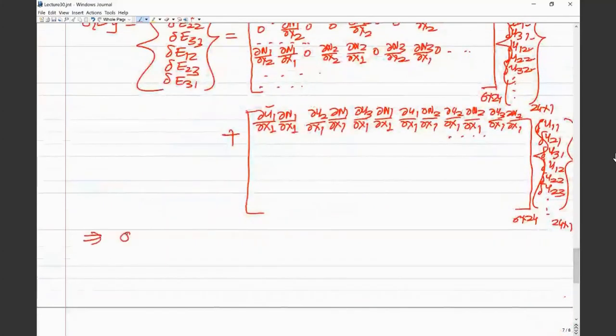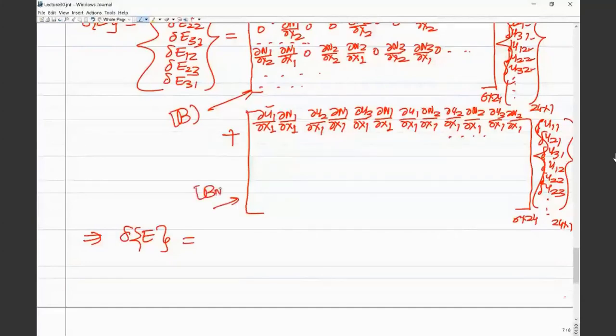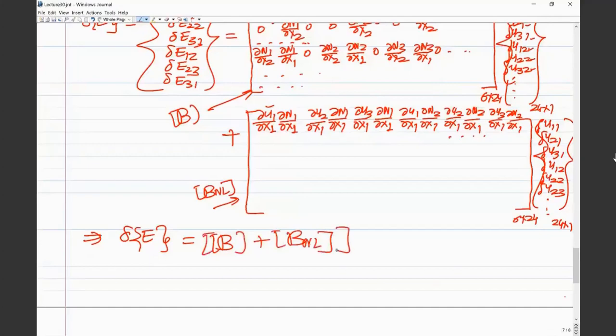So finally, you can say that delta of E will be equal to, this I am calling the linear strain displacement matrix, and this the nonlinear strain displacement matrix, because it is in terms of derivatives of the shape function and also the gradients of the displacements. So we can write this as B plus BNL into delta of DE, variation in the elemental degrees of freedom.